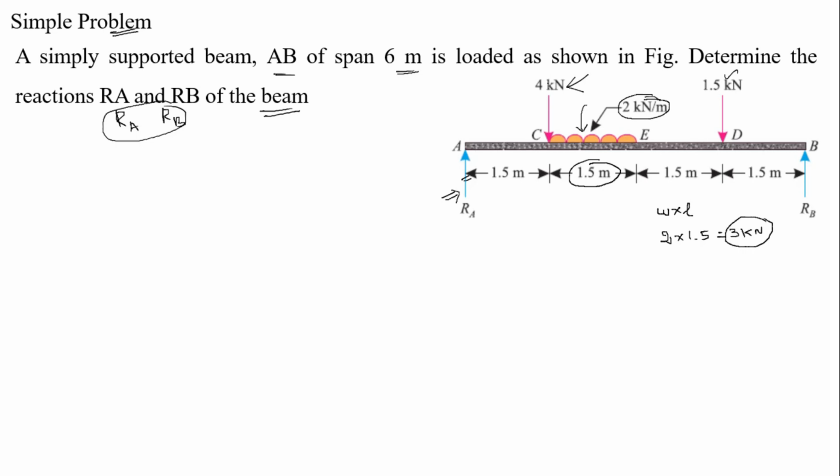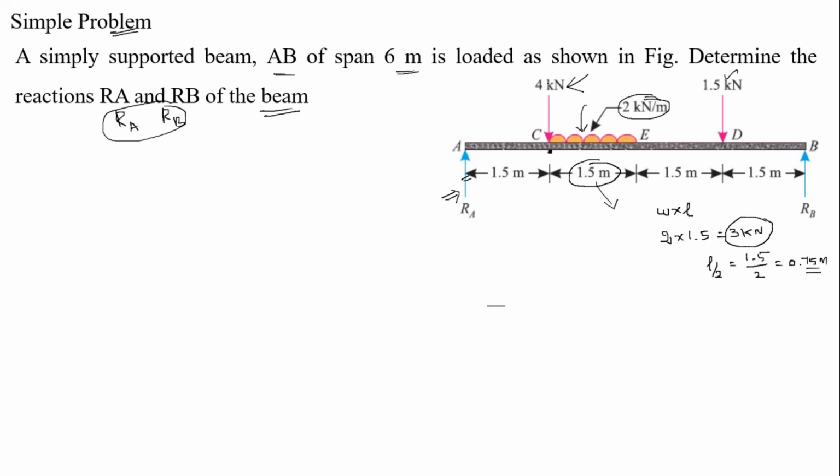This point load is acting at a point from the point C, so that we need to calculate. For a uniformly distributed load there is no issue, it is L divided by 2. What is the value of L? It is 1.5. So 1.5 divided by 2 is equal to 0.75 meter from C.